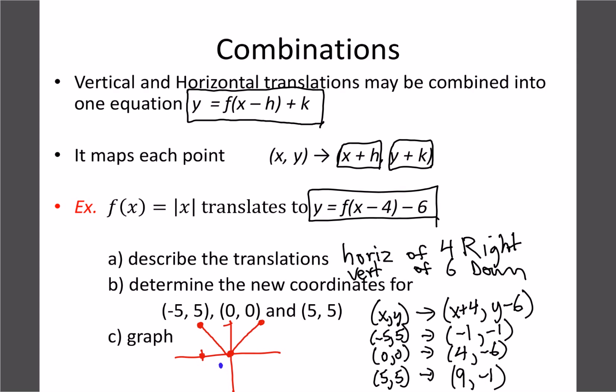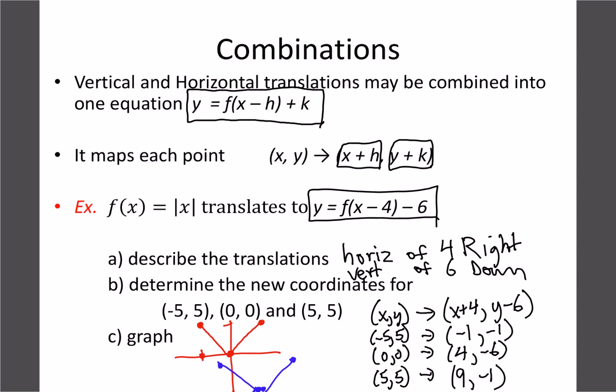The (0, 0) went to (4, 6). So 4 over, 6 down. So something like that. And then the last one is 9 over, 1 down. So maybe somewhere in there. Okay. Oops, I didn't draw that very well, but you get the idea. Okay. So we'd have sort of our 3 points getting transformed.